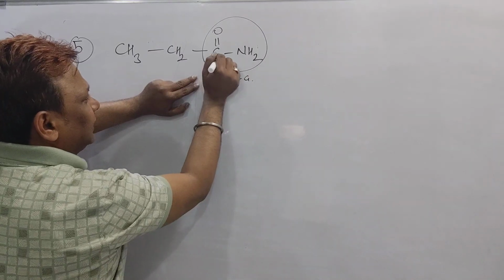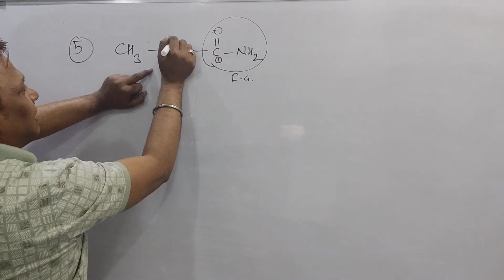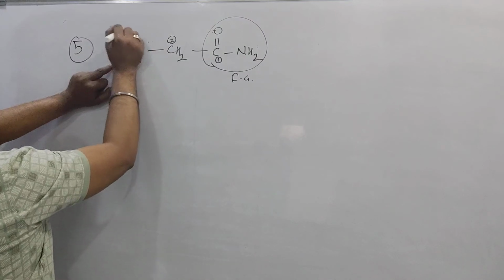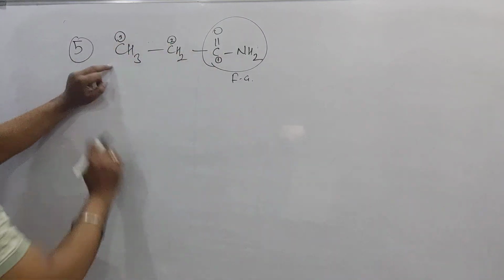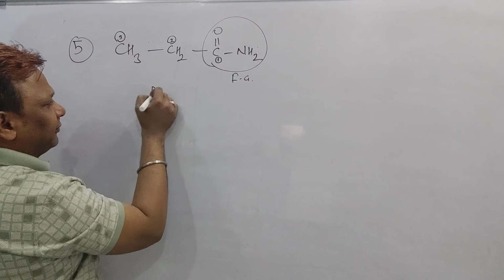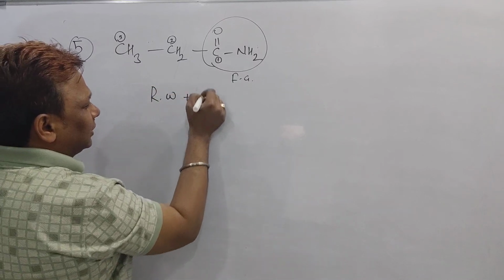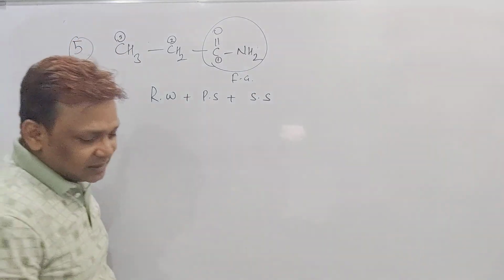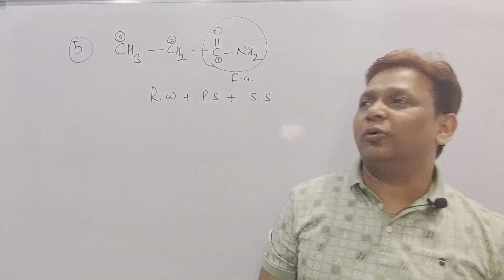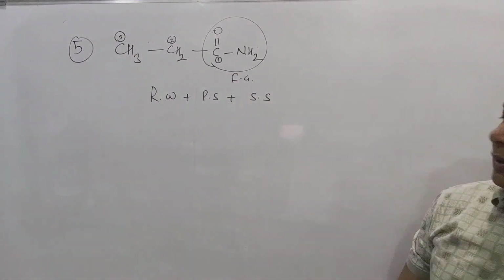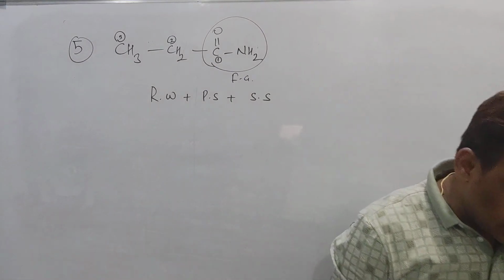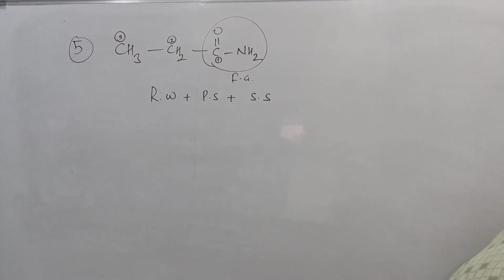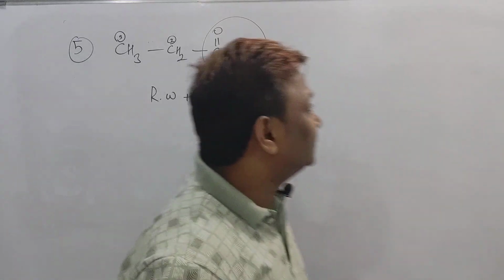The carbon containing the functional group itself is numbered 1. So this carbon is number 2, this carbon is number 3. Total number of carbons, how many, beta? 3. So what should I write first? First I should write the root word, then the primary suffix, and then the secondary suffix. In this example, we wrote CH3, CH2, C double bond O, NH2. Total number of carbon atoms here is 3 carbons, right, beta?